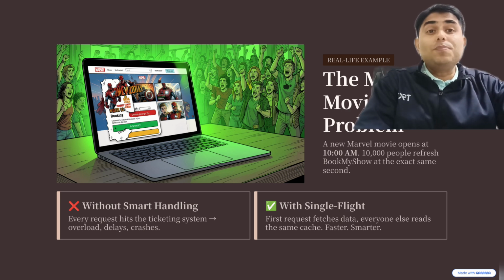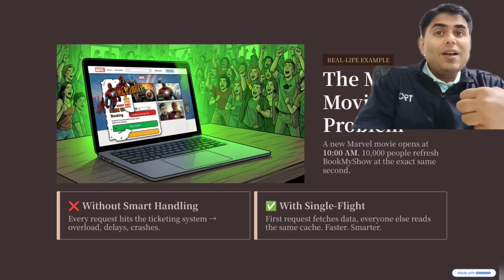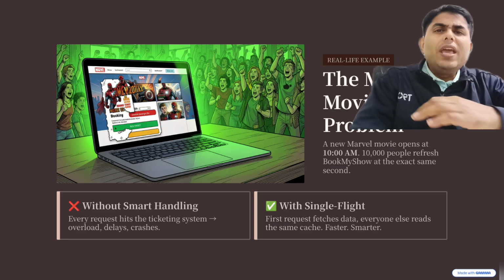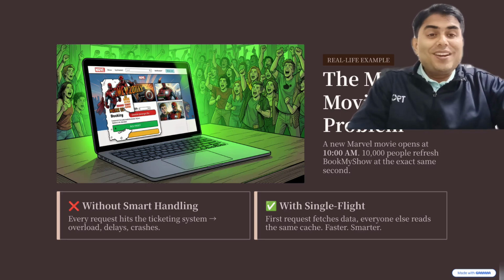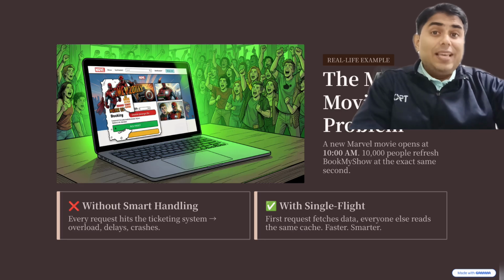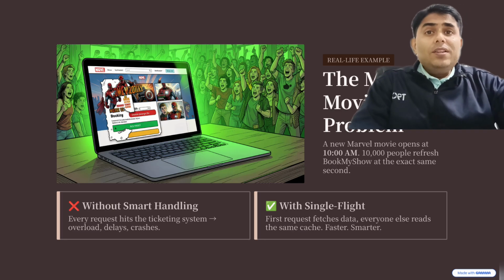Now imagine a smarter system. First, a request checks seat availability, fetches fresh data, and then stores it. Everyone else reads the same data, much faster and much smarter. That is exactly what single flight locking does. In software, this happens during cache expiry.